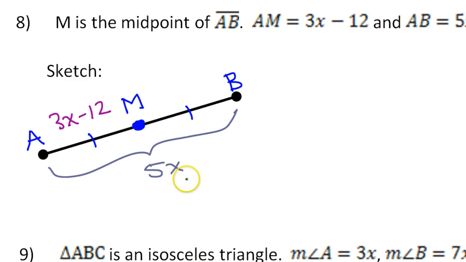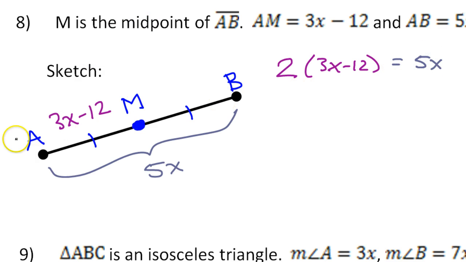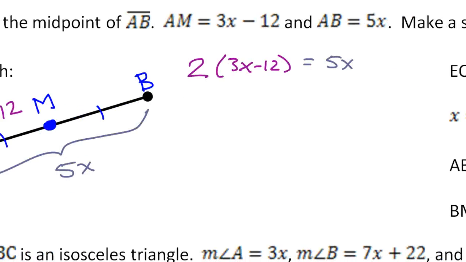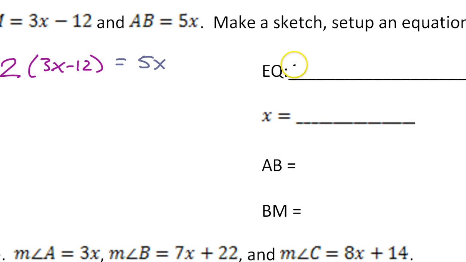Alright, as far as setting up the equation, here's two ways that you can think about it. You can tell that, of course, AB is twice as big as just AM. So you could think of it this way. You would have to double AM, so 2 times 3x minus 12. That's what it would take in order to equal the 5x. You'd have to double this part in order for it to equal the whole thing. So this is one way that you could write the equation. You could just write that down.